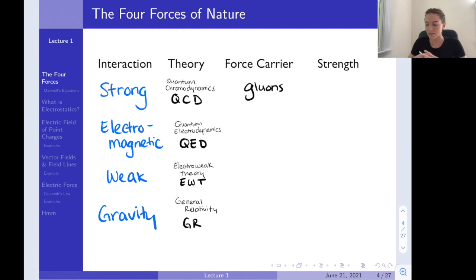And then for electromagnetism, the theory that describes that is typically called quantum electrodynamics, QED. So you'll see that Richard Feynman was one of the pioneers of quantum electrodynamics.